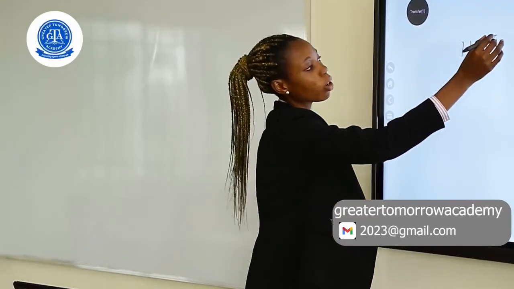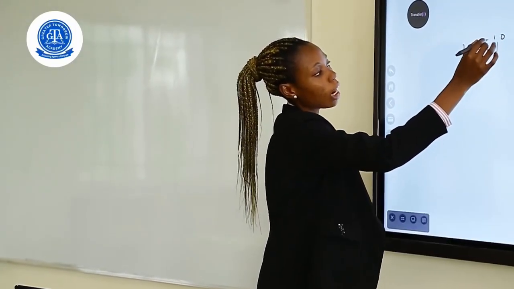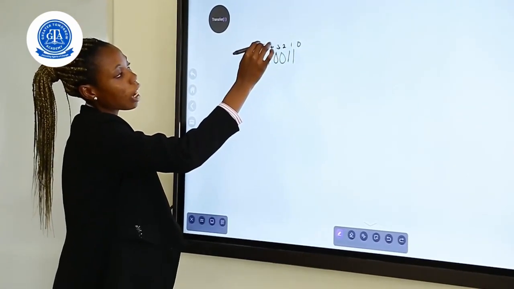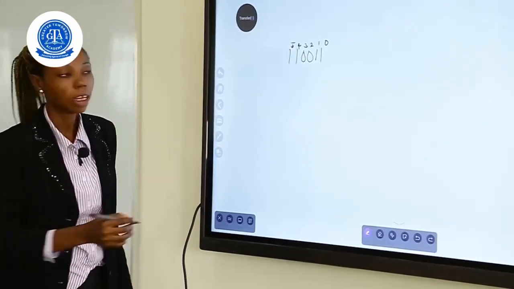110011. Now we want to use our expansion method. The first thing for us to do is to number from our right hand side. That's the last part. And we number from what? 0, 1, 2, 3, 4, 5. Remember, it is in base 2. So we want to expand it.